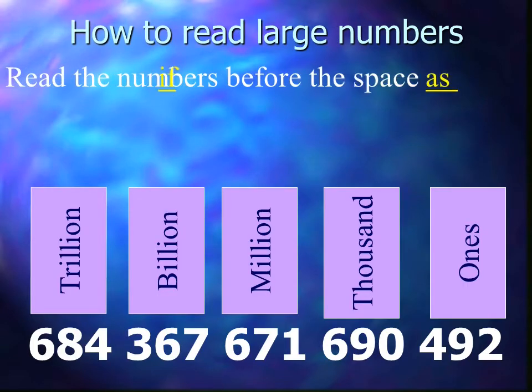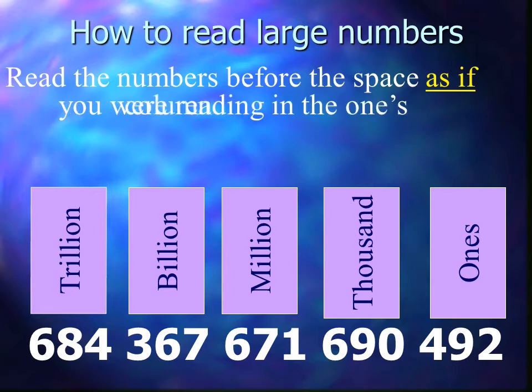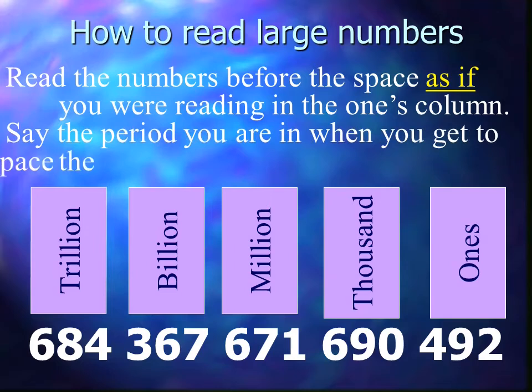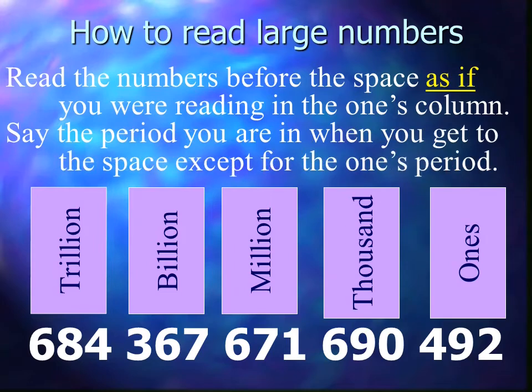How to read large numbers. Read the numbers before the space as if you were reading in the ones column. Say the period you are in when you get to the space, except for when you get to the ones period. 684 trillion, 367 billion, 671 million, 690,000, 492.